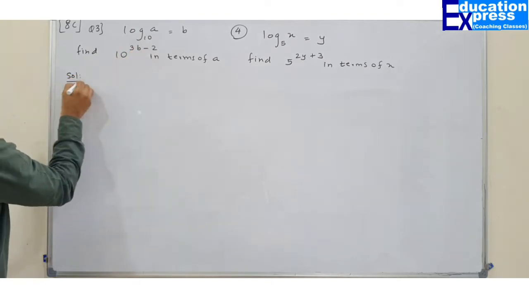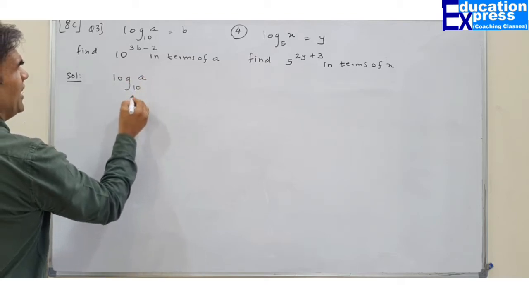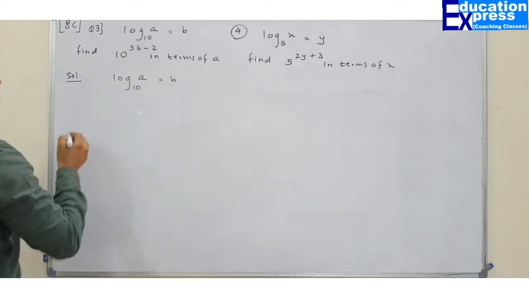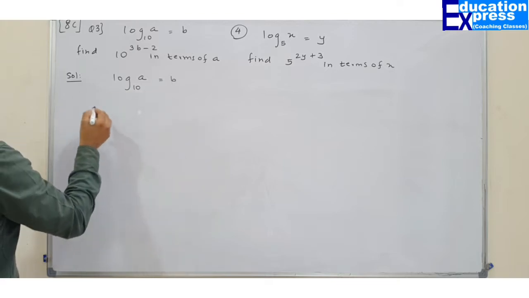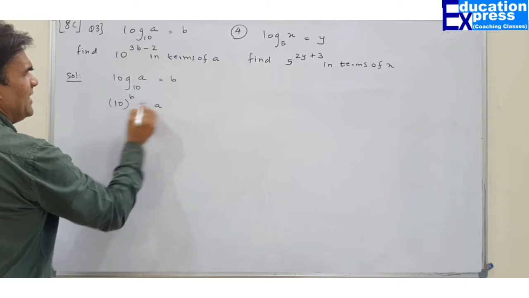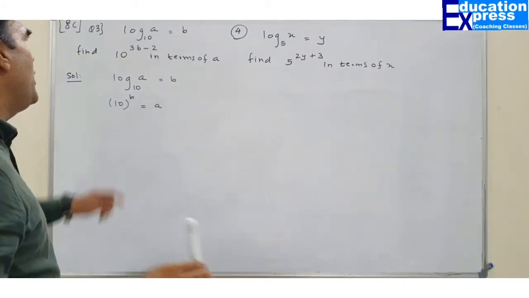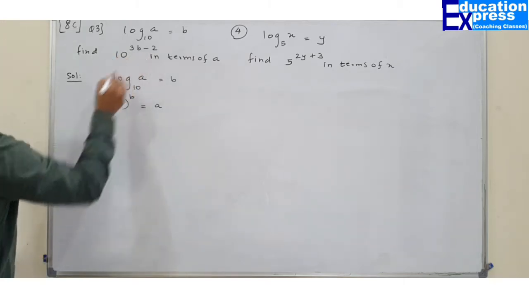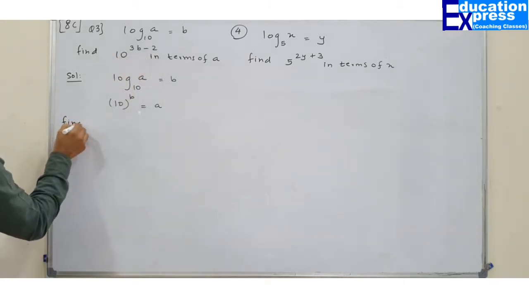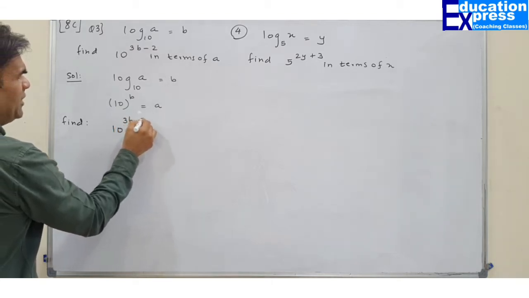Solution. Since we know log of A to the base 10 is B, can you convert it into exponential form? Yes, sir. 10 raised to B can be written as A. Absolutely fine. So what have we done? We have converted into exponential form. What we have to find? Sir, we have to find the value of 10 raised to 3b minus 2.